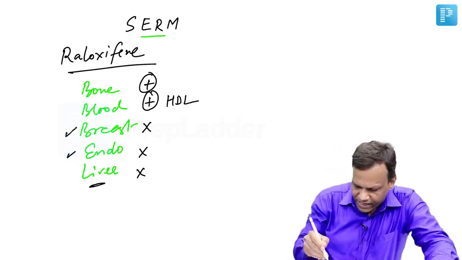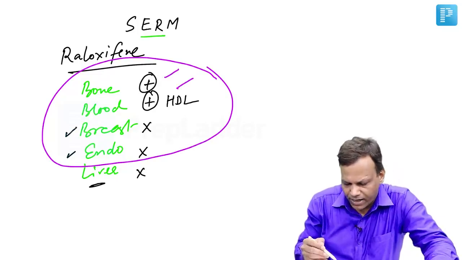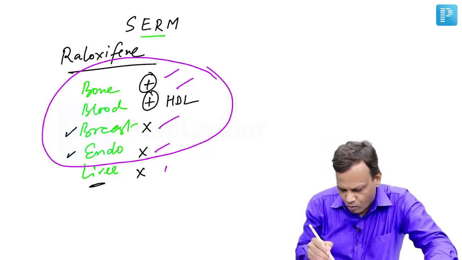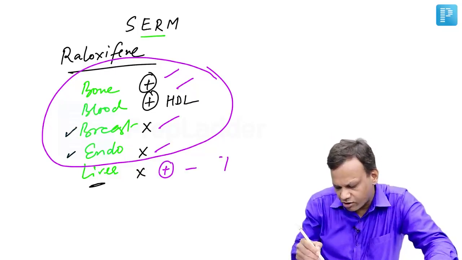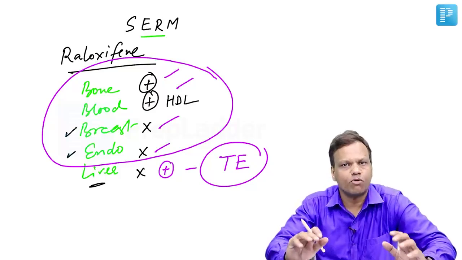So raloxifene has 3 of the 4 advantages. That means it is an agonist on the bone and blood, and an antagonist on the breast and endometrium. All these things we want, but it is an agonist on the liver. So the major side effect of raloxifene is thromboembolism. The main side effect is thromboembolism.